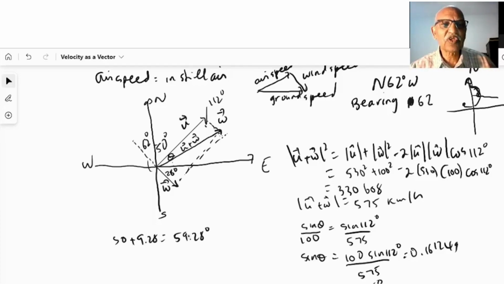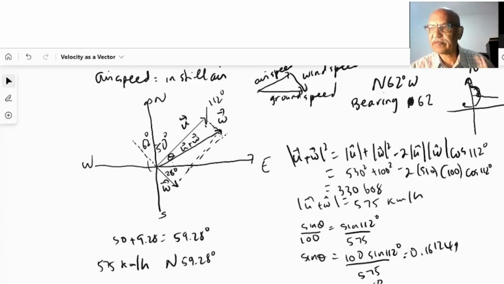So what do we say? I write the magnitude first, 575 kilometers per hour. Then from north we have 59.28 degrees, which is east of north. This will be my final answer.